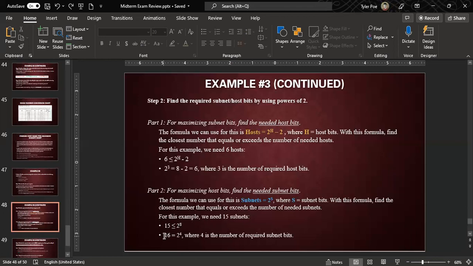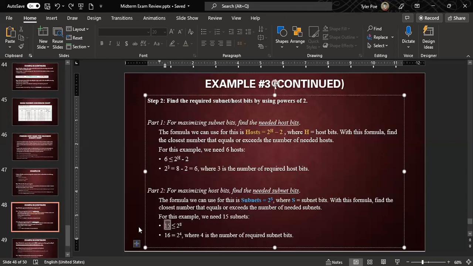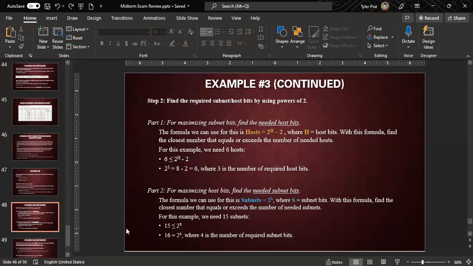So we find that 2 to the power of 4 equals 16, where 4 is the number of required subnet bits. You can see 16 is just a bit bigger than 15. If we use 2 to the 5th power, that would be 32, and that would not work. So 16 is the closest number to 15 while still meeting the needed number of subnet bits.